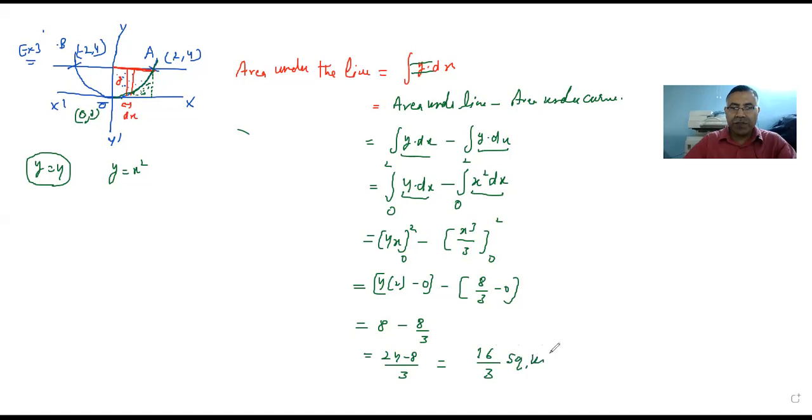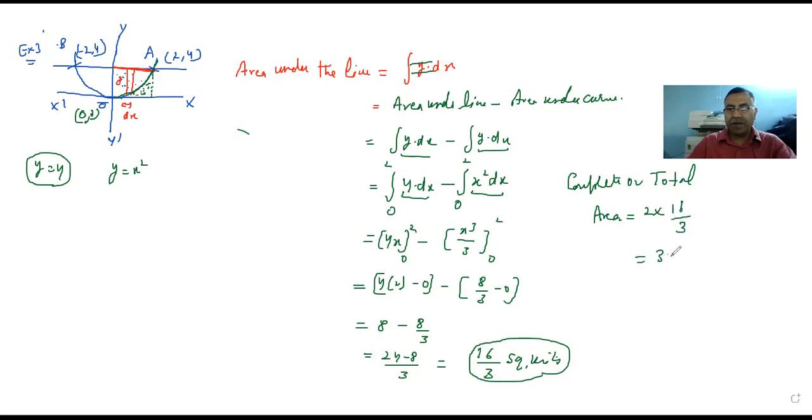Square units. This is the area under the curve. I hope this is clear. So if you want to get the complete area, इसको 2 से multiply कर लो. Complete or total area is twice the area of 1. Any confusion, you're free to ask.